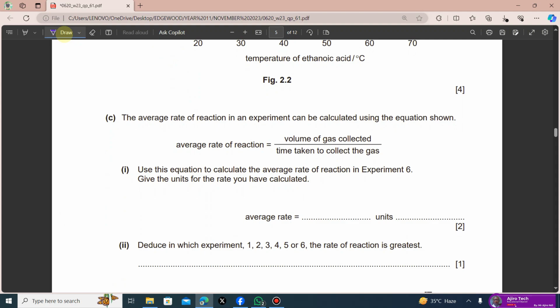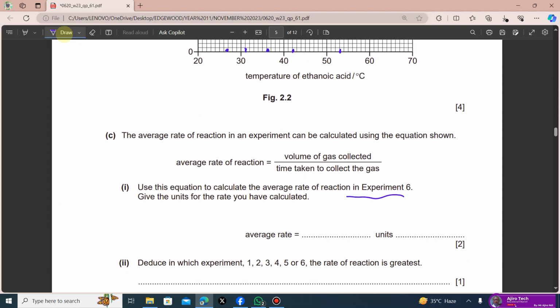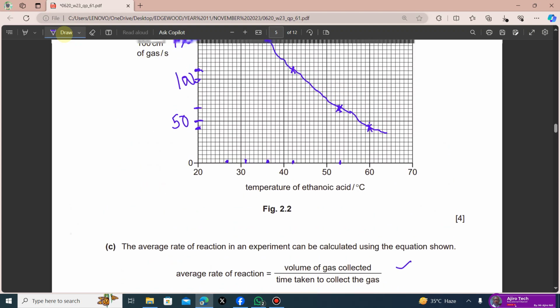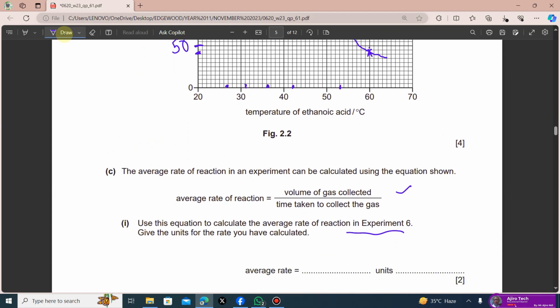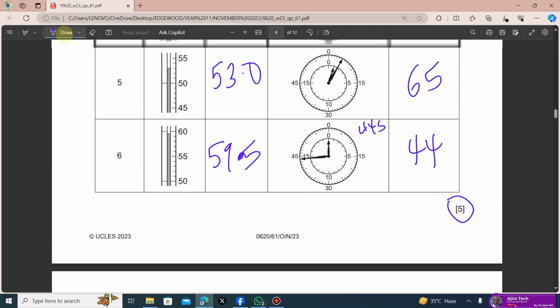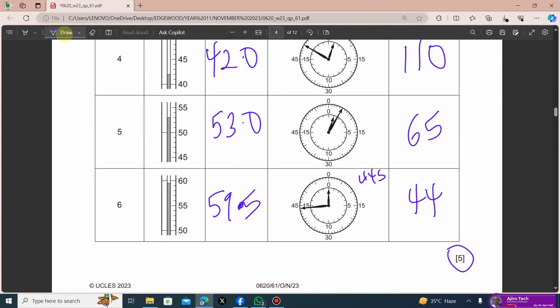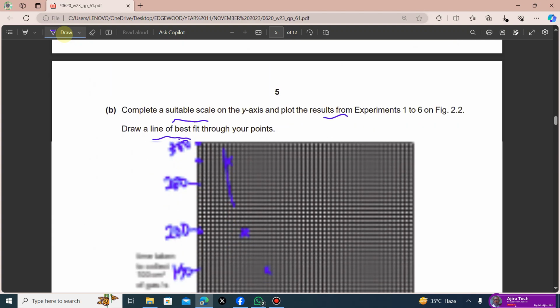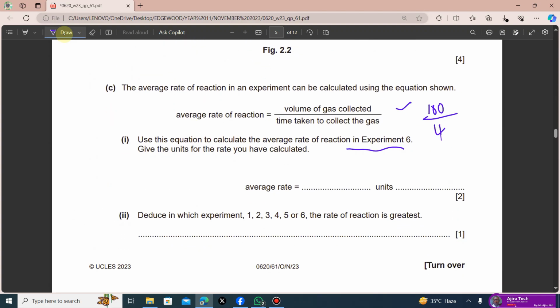It says average rate of reaction is the volume of gas collected divided by the time taken to collect the gas. So we have to use this equation to calculate the rate of reaction in experiment 6. We use the volume of the gas collected and divide it by the time taken to collect the gas. If you look at the whole experiment, the volume of gas collected is simply 100 centimeter cube. And then the time taken to collect the gas for experiment 6, we go all the way to where we have experiment 6. What was the time taken? This was the time taken to collect that volume. So 100 divided by 44 gives us our answer.